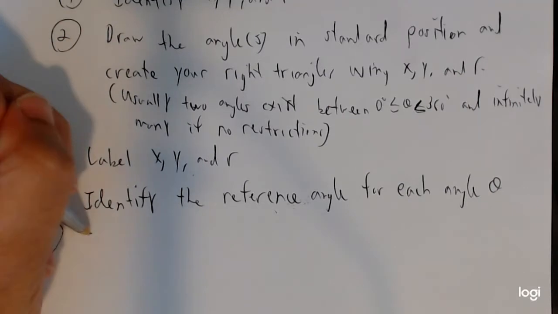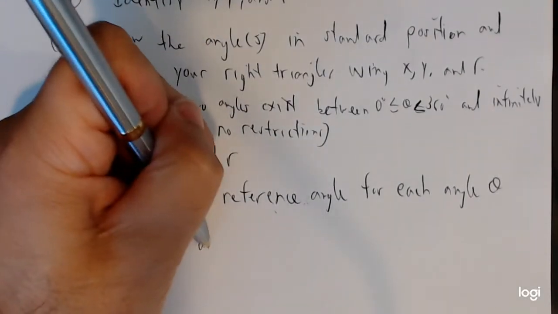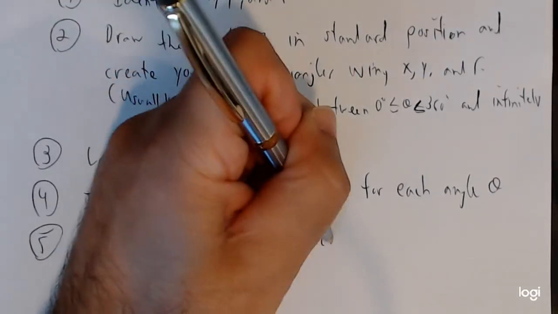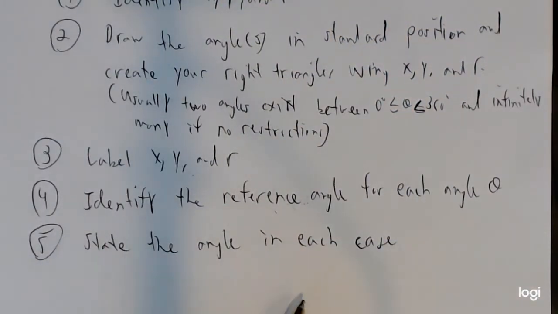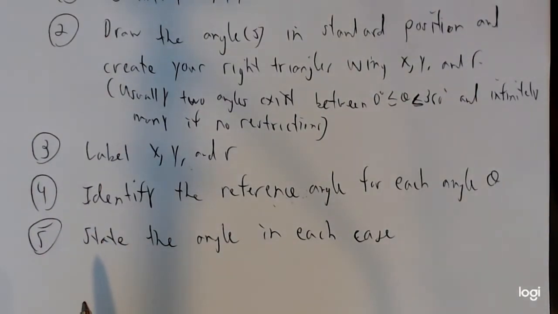So then we would state the angle in each case. So notice how over here we're finding the angle last, where in the other one we're drawing the angle first, because obviously we're working backwards.